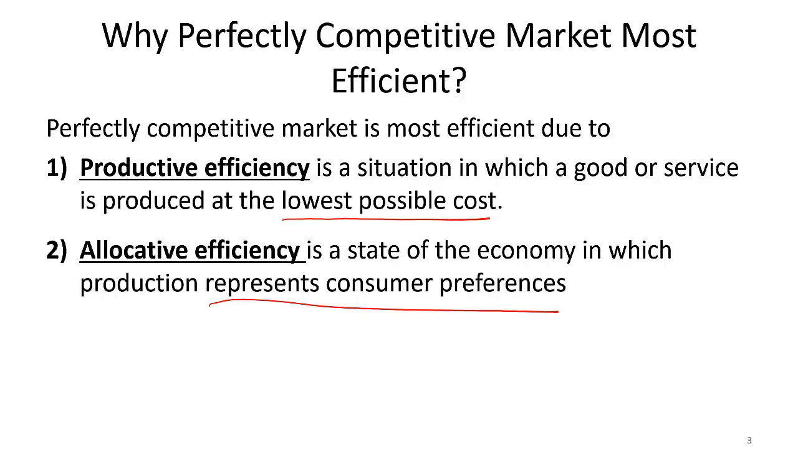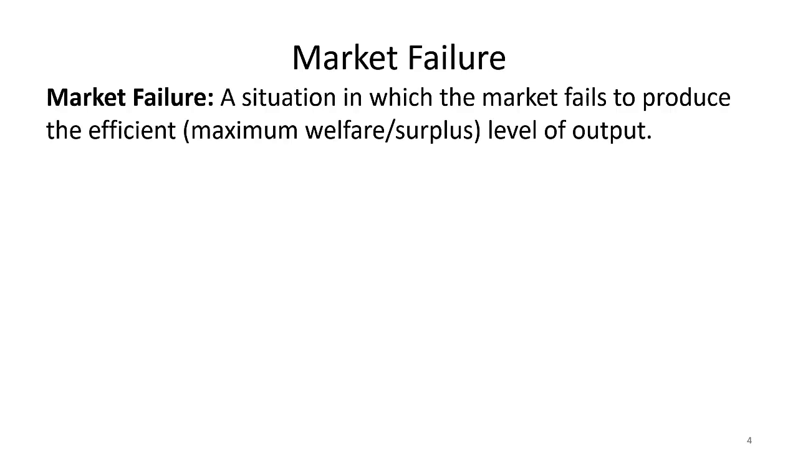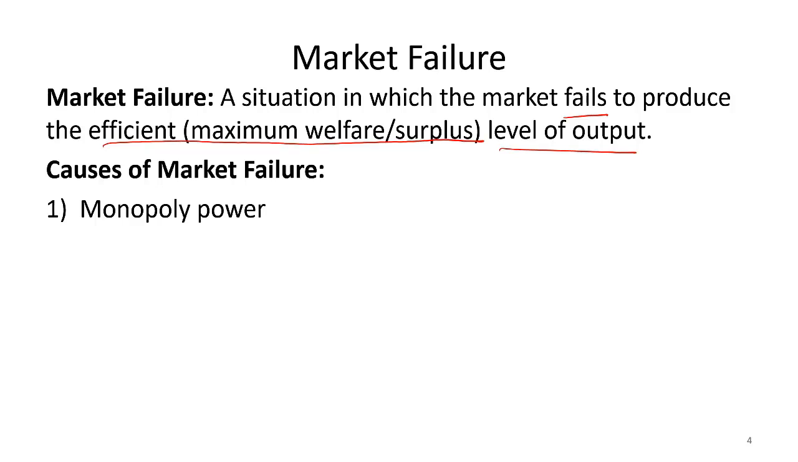Now the question arises, what is a market failure? Market failure is a situation in which the market fails to produce the efficient or maximum welfare or surplus level of output. That means it is producing at a level which is not maximizing total surplus. And if you remember, total surplus is again consumer surplus plus producer surplus. Now there can be multiple reasons for market failure. One reason is monopoly power, which can lead to market failure, and that I'll show in a future lecture.